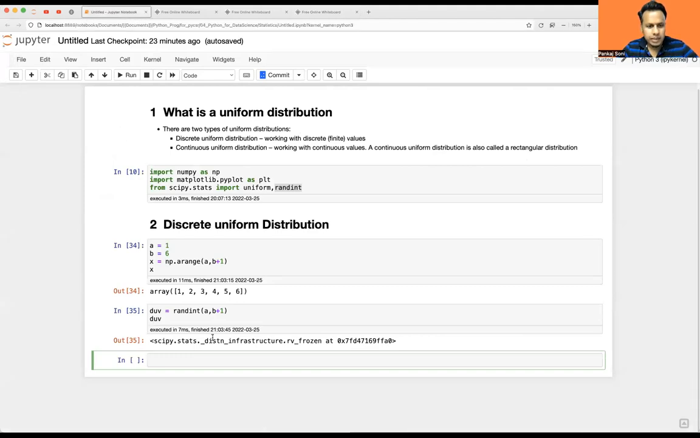So you got DUV. Now, what is my PDF? PDF I can calculate for discrete uniform distribution. How can I calculate it from DUV? I can just calculate this function called... Okay, before showing the function, one more thing I want to tell.